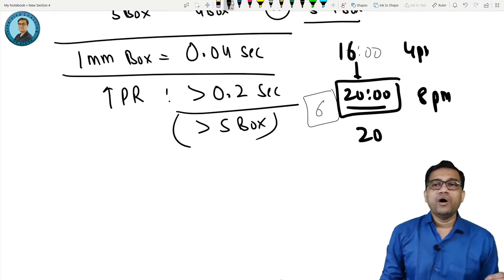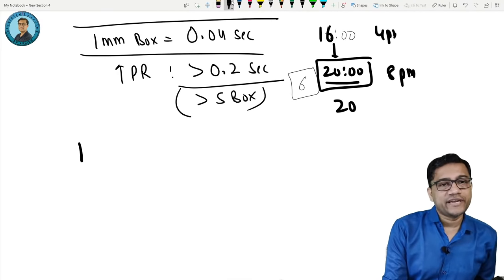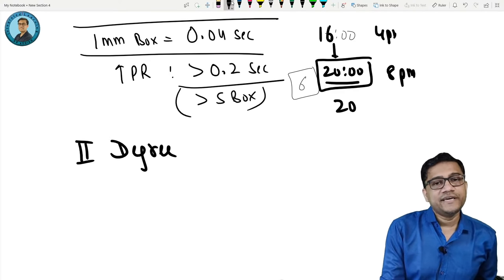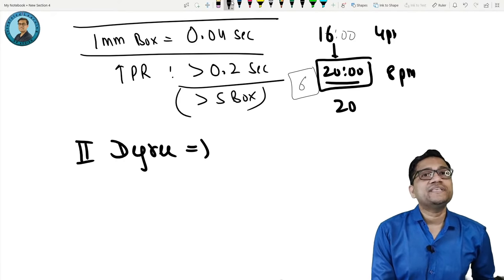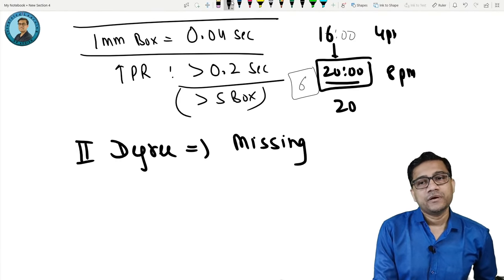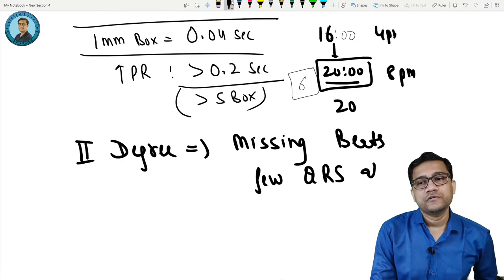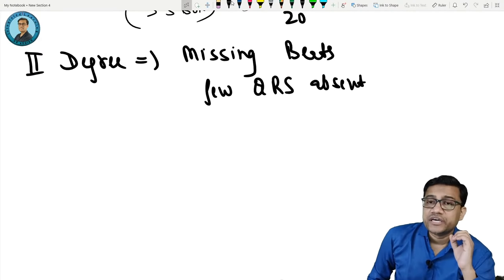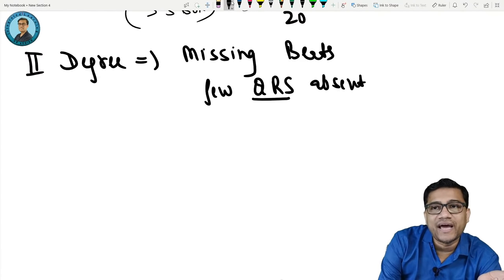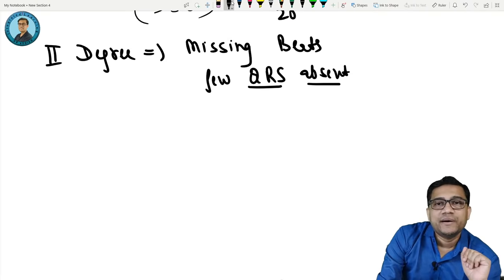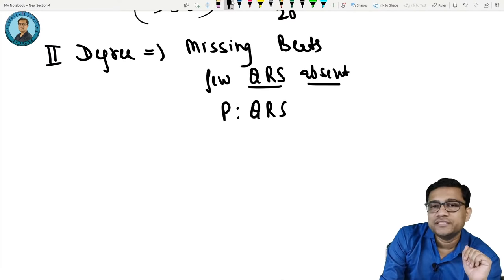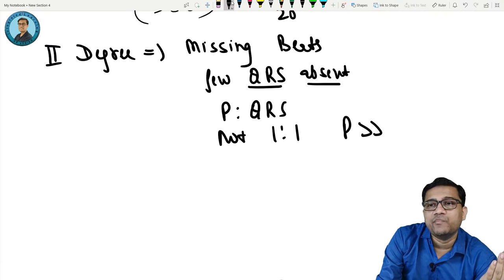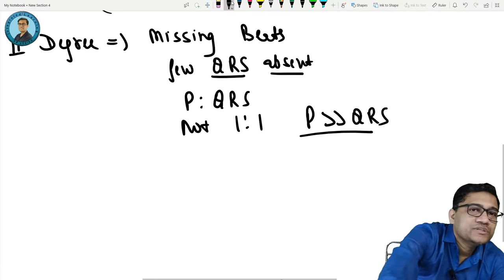Now what happens in second degree? So write down second degree. In second degree there are missing beats. Few QRS are missing. If the QRS are absent, the P by QRS ratio is not 1:1. Rather, P are more than QRS in number. Are you clear? So in second degree, what is happening?